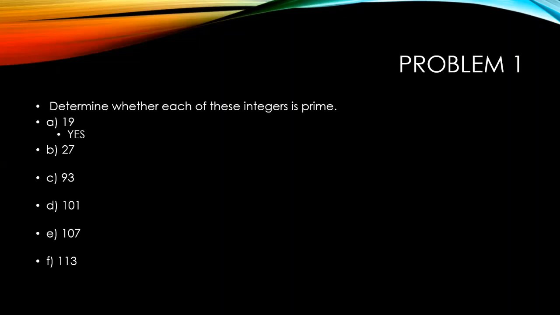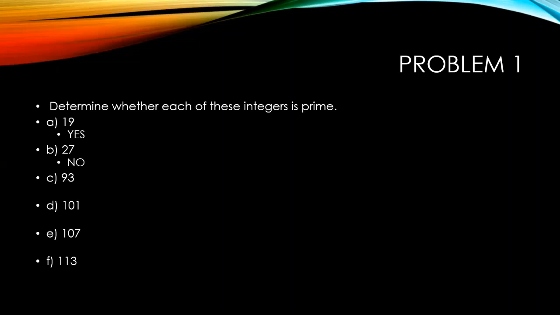How about 27? Get the square root of 27. The result is 5 point something, so the range will be 1 to 5. Let's divide 27 by 1. The result is 27, definitely. 27 by 2, the remainder is not equal to 0. 27 divided by 3, the remainder is 0. Therefore, 3 is a factor of 27, so 27 is not a prime number.